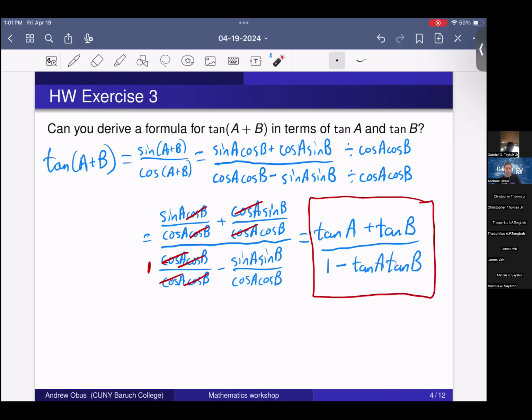Okay, so Gabriel has exactly the right idea. You divide by cosine A cosine B in both cases. And I think this formula is a little easier to remember than the other one. I think it looks simpler, and it's nice that it's directly in terms of tangents.